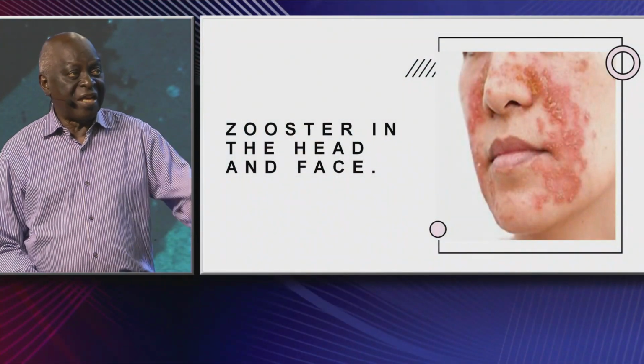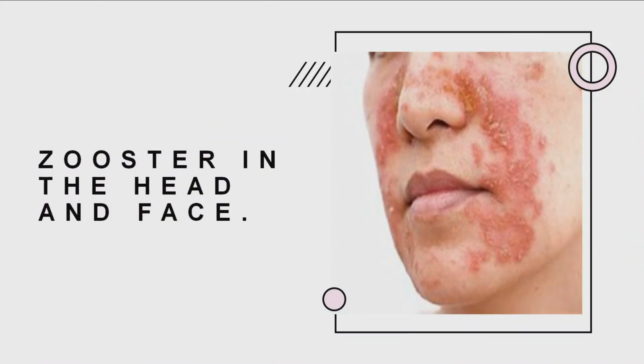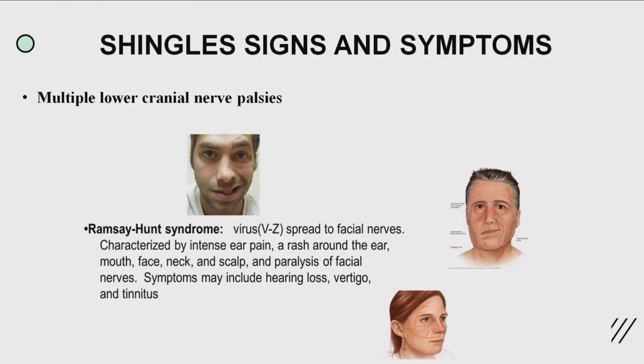You can see here lesions all over the face, in the nose, in the head, in the mouth. So these are all affecting the nerve endings in all these areas, so it's very, very sensitive to touch. What are the other signs of shingles? At times, not only in the trunk or only in the face, there can be multiple lower cranial nerve palsies. This is what we are seeing here.